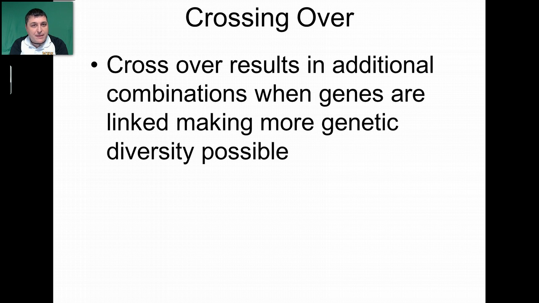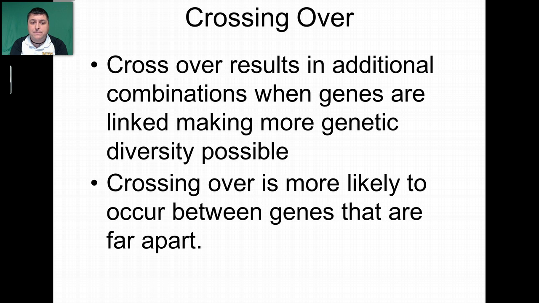Now, crossing over then, what it'll do is it gives you that additional genetic variation, and that's what adds to the diversity that is found in all living things. Now, crossing over actually happens more often when genes are farther apart on a chromosome.